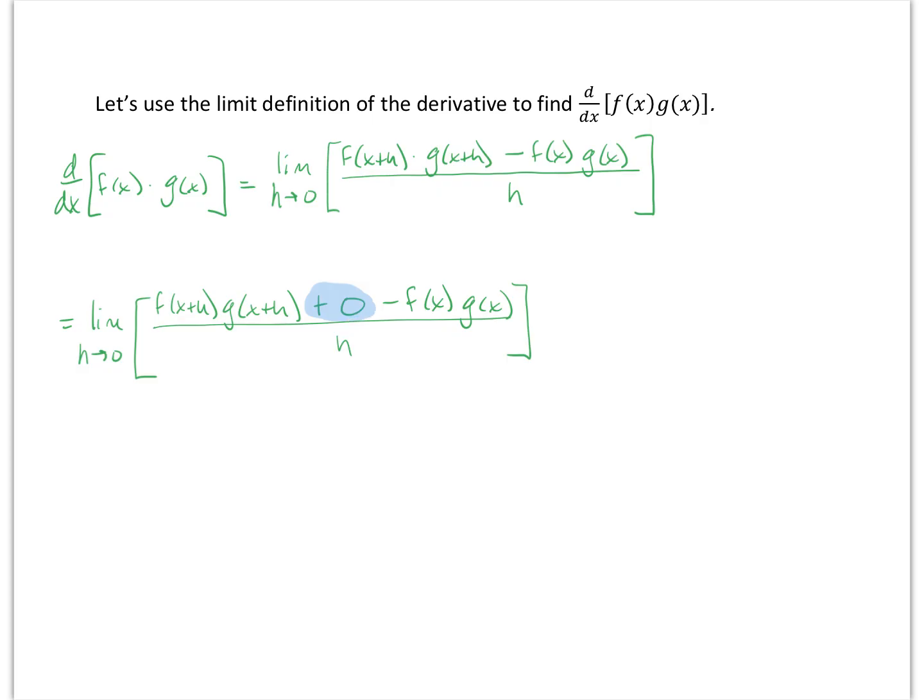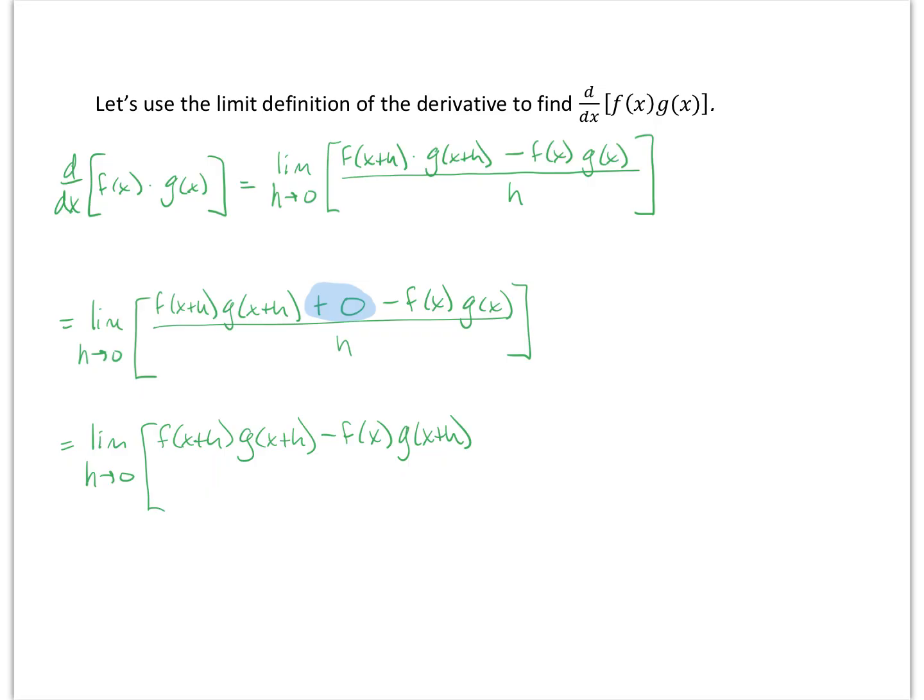So now instead of using plus 0, I'm going to represent 0 by adding and subtracting the same amount, subtracting and then adding it back in. So this is going to become the limit as h approaches 0 of f of x plus h times g of x plus h. And then instead of adding 0, I'm going to subtract something and then add the same amount, because subtracting a thing and adding the same thing is the same as adding 0. So I'm going to add minus f of x times g of x plus h.